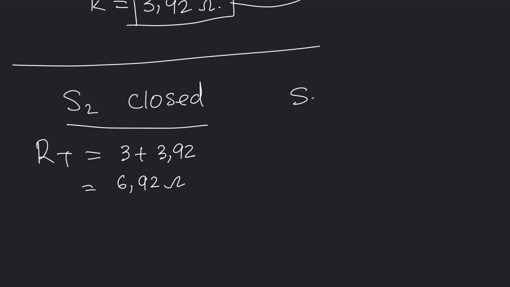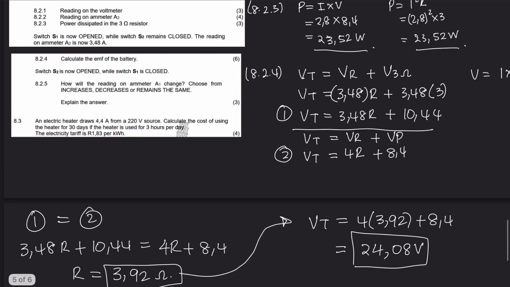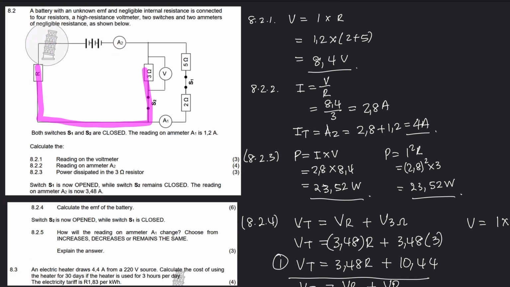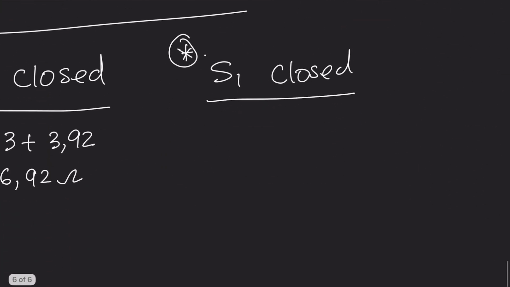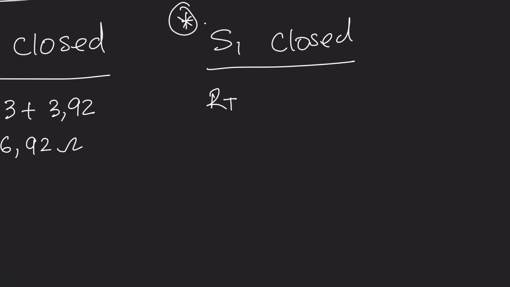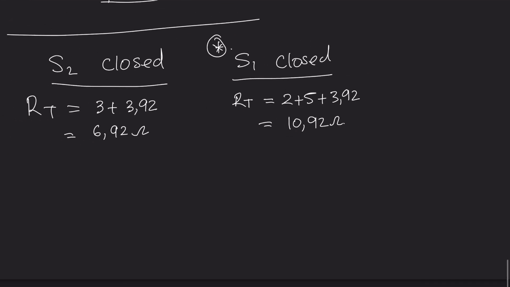But then when S1 is closed, this is now the current question that they're asking us. Let's look at what happens. This is our new circuit. Our total resistance is 2 plus 5 plus R. So my R total is 2 plus 5 plus 3.92, and that's 10.92 ohms.